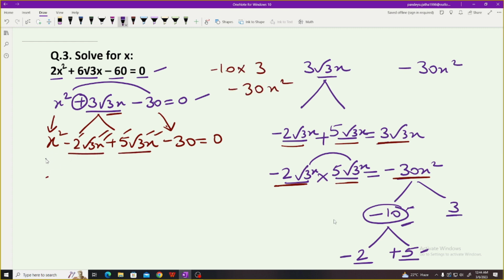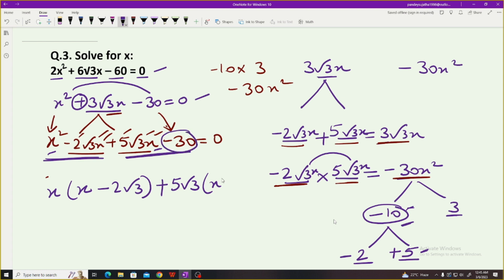For these two terms, what is common? x is common, and inside the bracket we'll be left with x in the first term and minus 2 root 3 in the second term. And now for these two terms, the common factor is 5 root 3, and here x is left. If we take out 5 root 3 outside, then we are left with x minus 2 root 3, equal to 0.